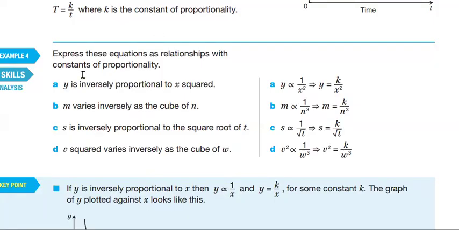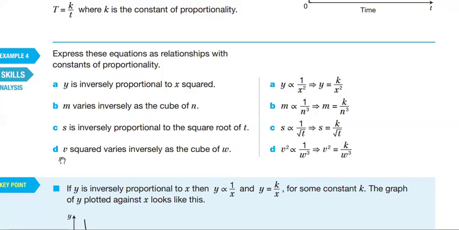Now let's take a look at other examples. M varies inversely as the cube of n. So as we said, it's going to be m, direct proportion sign, and then the reciprocal of n cubed, which is 1 over n to the power of 3. Same idea here. S is inversely proportional to the square root of t. Square root of t is like this. And as we said, inversely proportional means direct proportion with the reciprocal of the variable.